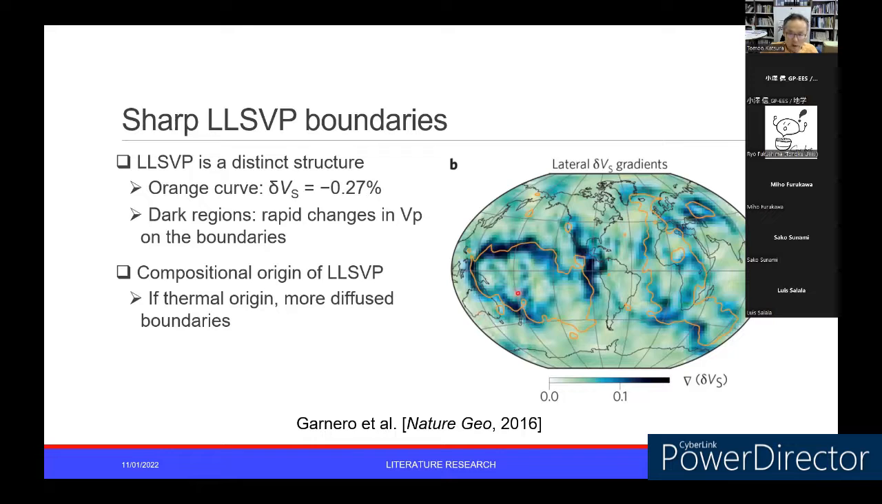Low velocity suggests it's a thermal origin, but if thermal origin, the structure should be very smeared. But such a rather steep structure suggests the LLSVP also has a compositional anomaly.